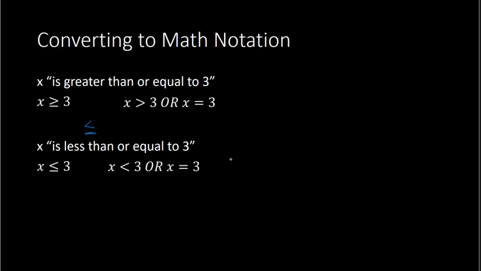One more inequality that we could have is not equal to. The math notation for this is we take an equal sign, then put a line through it, which means not equal. So for example, 4 is not equal to 7. Okay, let's work a little more with this different notation.